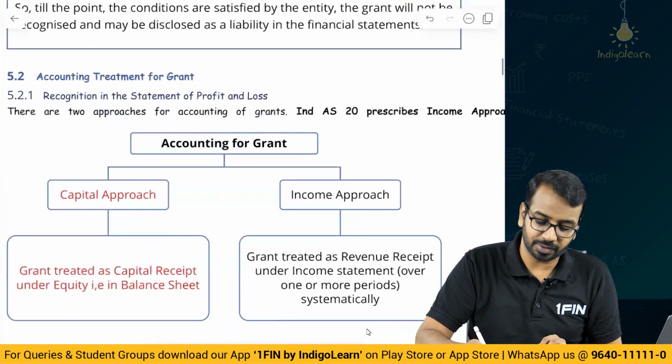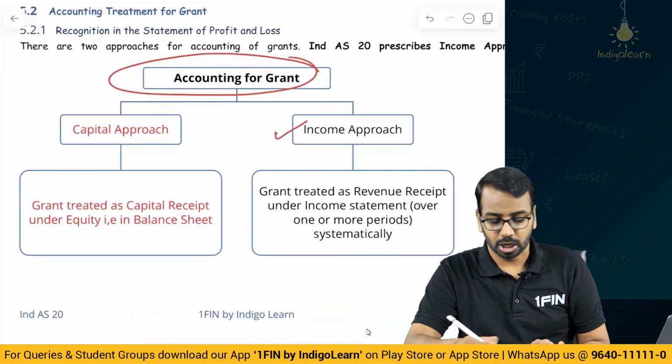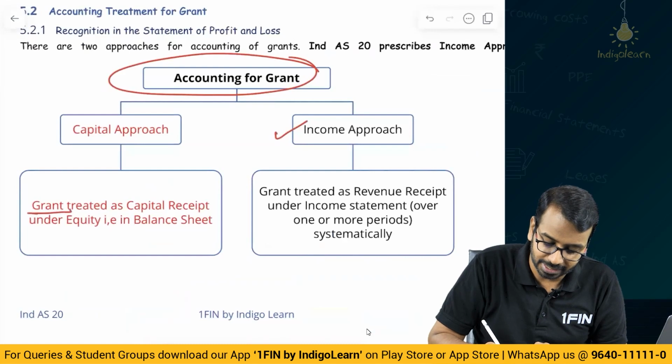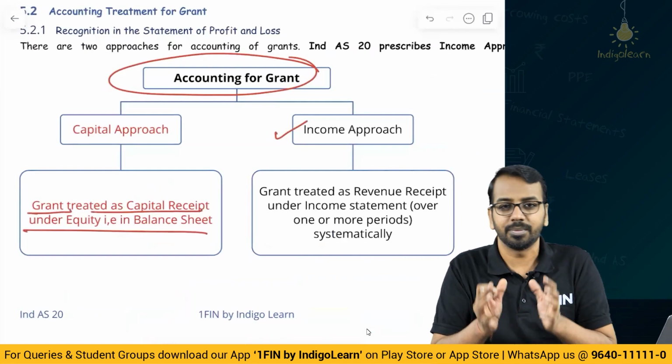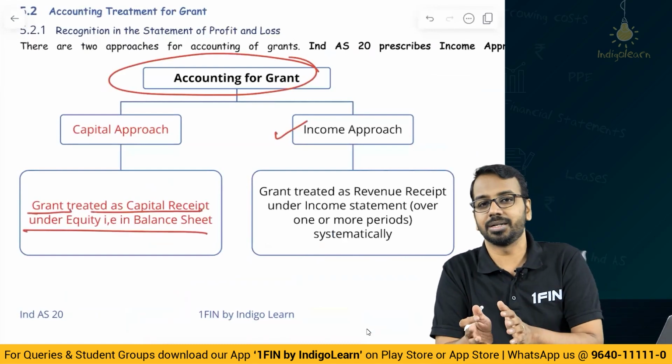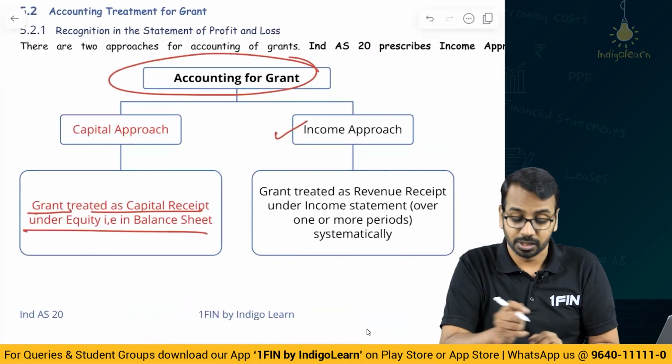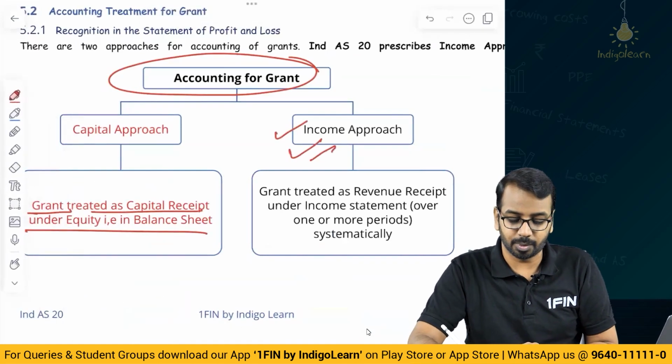Now, as far as accounting of grant is concerned, we will follow the income approach. We will not treat the grant as capital receipt under equity. Means, we will not show it under capital reserve like we do in accounting standard 12. So, there is a distinction here. We will follow the income approach.